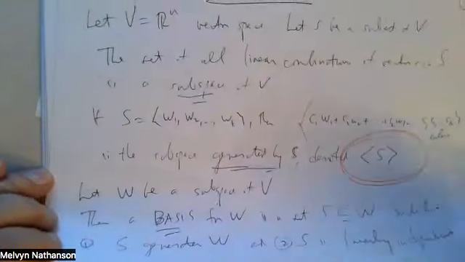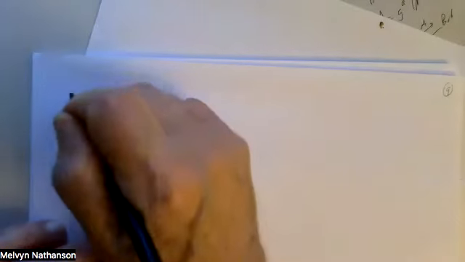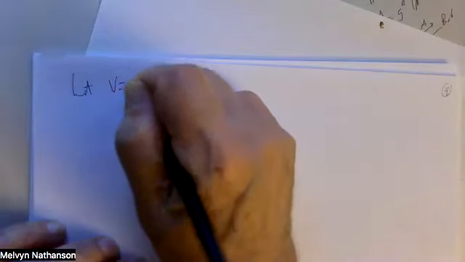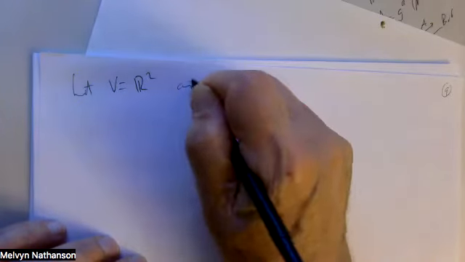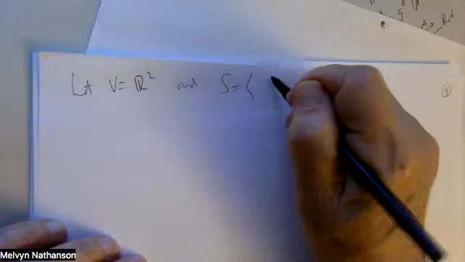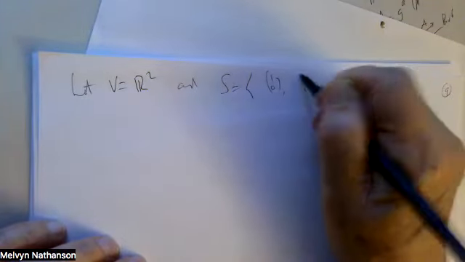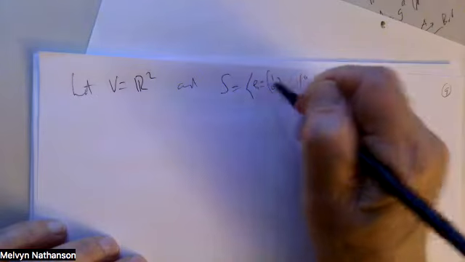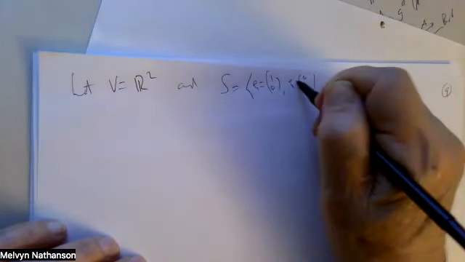So here is the simplest example. Suppose we let V be R2, and we let S be the set of two vectors, (1, 0) and (0, 1). I'll call this vector E1 and this vector E2.